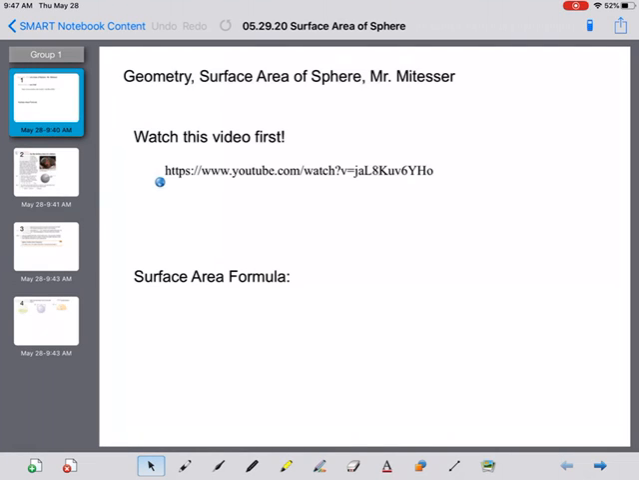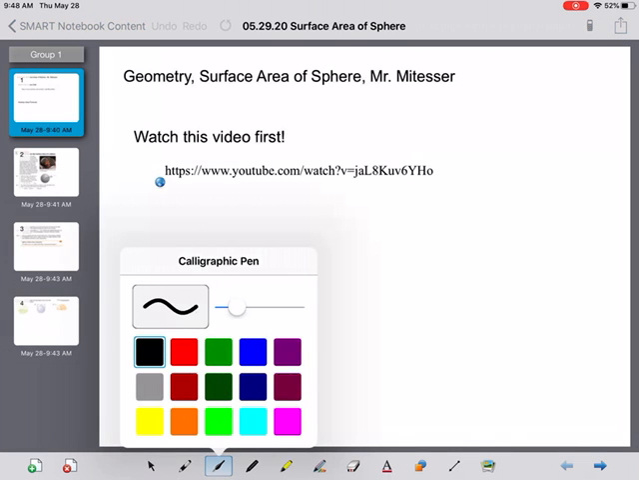Hi everybody. Today you're going to learn about the surface area of a sphere formula. And the first thing you should have done is watched the video about the orange peel. So do that now. You can watch it at 2 times the speed and you'll get the gist right away. But it's kind of interesting.